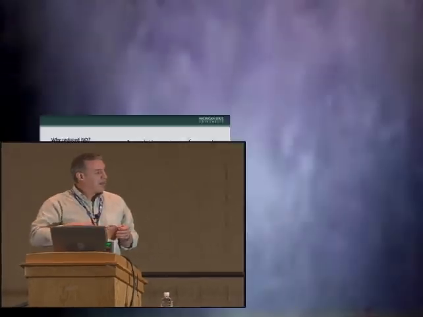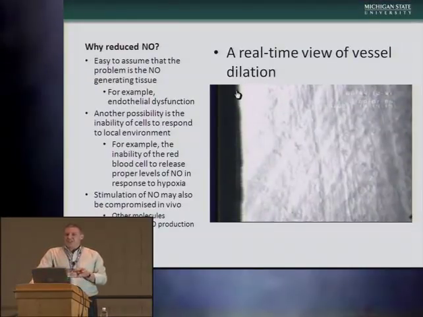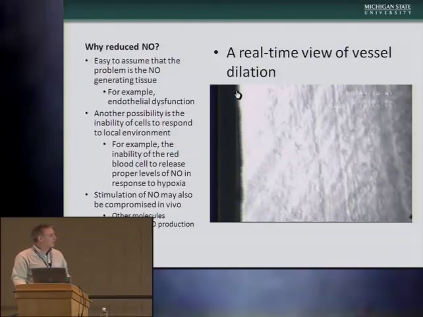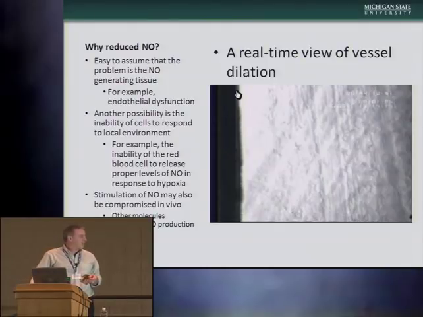Now, another reason, and this is one that my group actually studies quite a bit, is that in addition to releasing nitric oxide, the red blood cells also release ATP, which is a very important molecule in purinergic receptor signaling. And when the ATP binds to purinergic receptors on the endothelial cells, they will then begin to produce nitric oxide through an eNOS-based mechanism. And so it could also be a problem that certain cell types don't release enough ATP in response to hypoxia, which has been shown to be the case, at least in patients with cystic fibrosis, pulmonary hypertension, and diabetes.